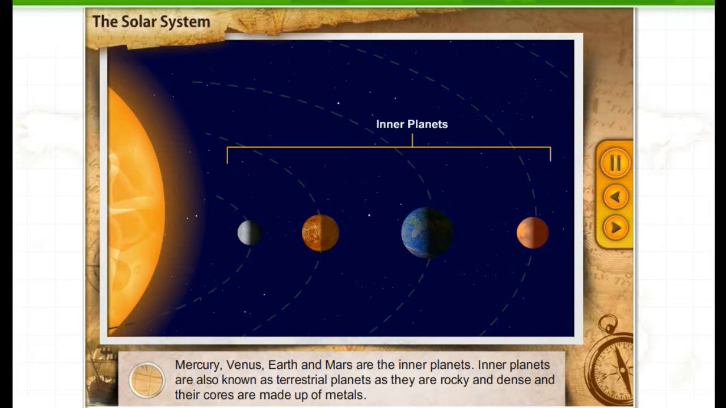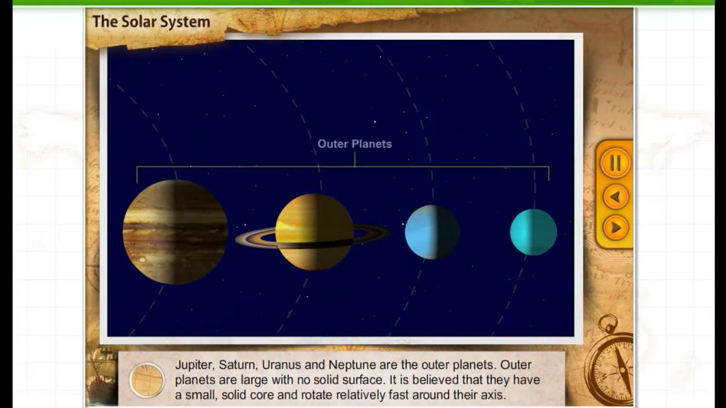Inner planets are also known as terrestrial planets, as they are rocky and dense, and their cores are made up of metals. Jupiter, Saturn, Uranus and Neptune are the outer planets. Outer planets are large, with no solid surface. It is believed that they have a small, solid core and rotate relatively fast around their axis.